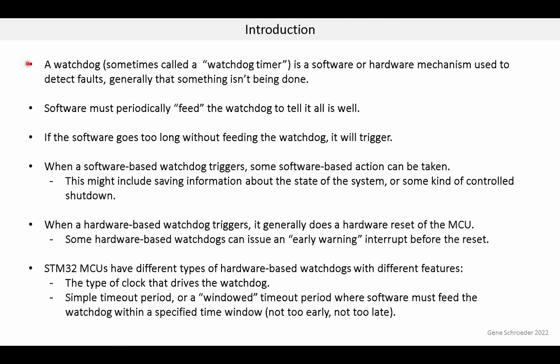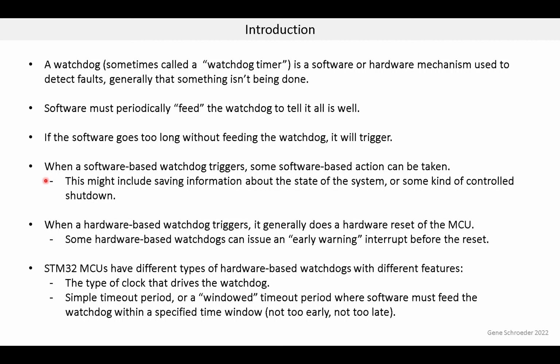So a watchdog, which is sometimes called a watchdog timer, is a software or hardware mechanism used to detect faults in a software system. Generally, they detect something isn't being done. Maybe something is stuck. So the software must periodically feed the watchdog to tell it that it's alive and well, everything's fine. If the software goes too long without feeding, the watchdog will trigger, and this means something is going wrong in the system.